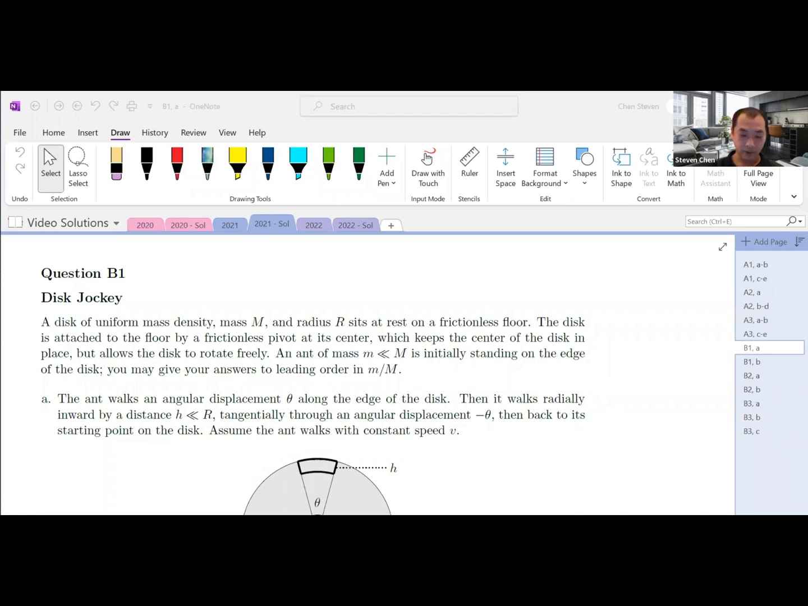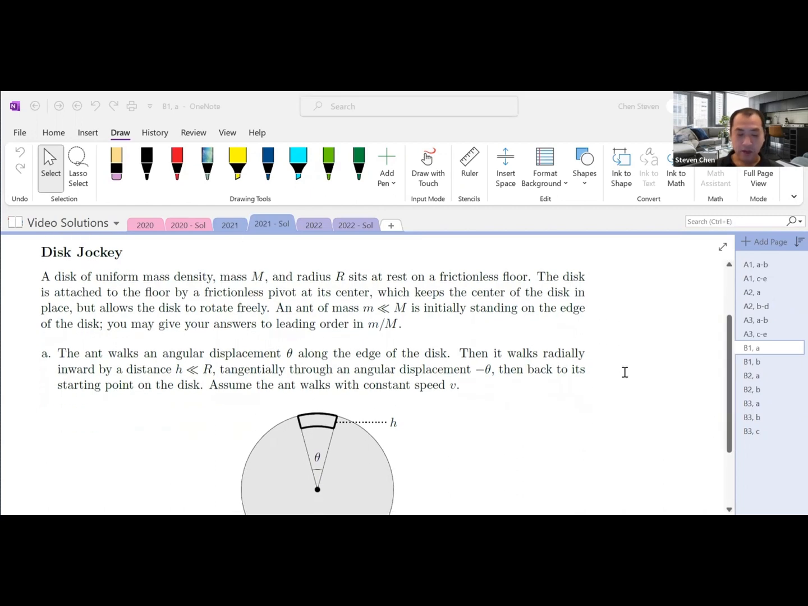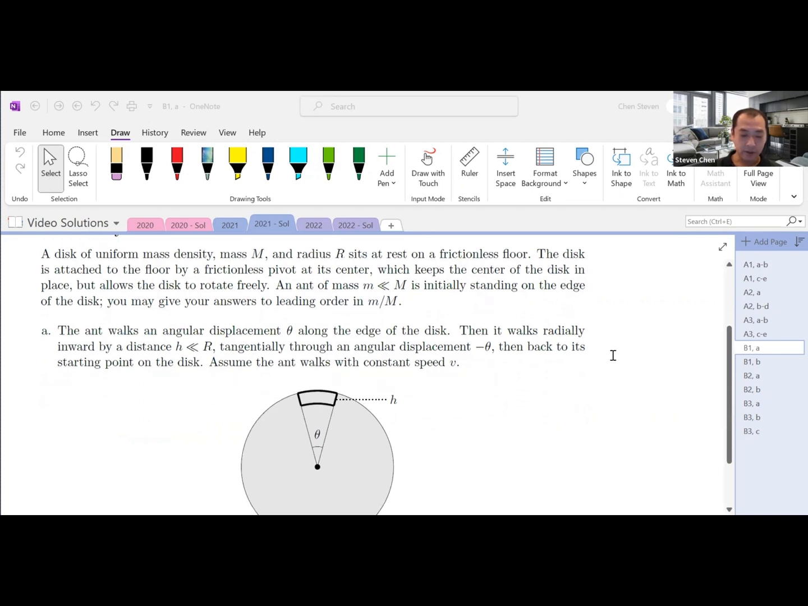Hello, everyone. In this video, I want to show you how to solve USAPhO 2021 Problem B1. This problem gives us the following physics system that consists of two objects. One is a disk with uniform mass density. The total mass is capital M. The radius is R.